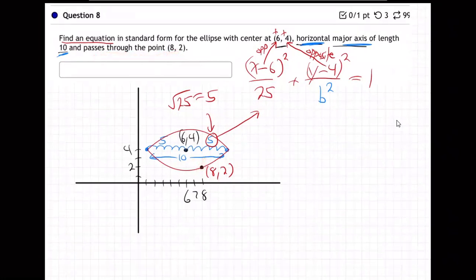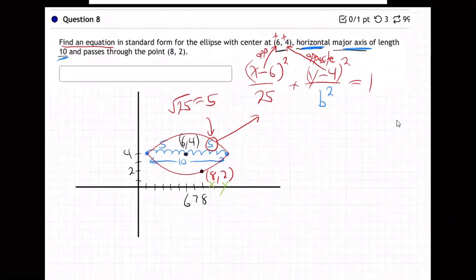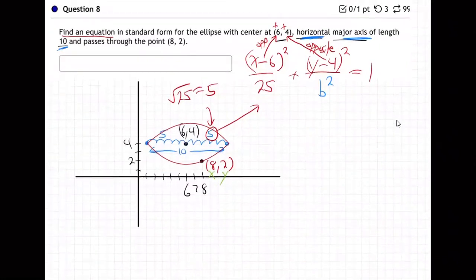Now, what does that mean? Well, that means if you plug in X to be 8 and Y to be 2, it's got to make the equation true. That's what it means to be on a graph, any graph, not just an ellipse. I hope that's 100% clear to you. If you have a graph of a U-shape, what is a U-shape? A bunch of millions of different points. If you have the graph of anything, it's millions of different points, and all those points make the equation true.